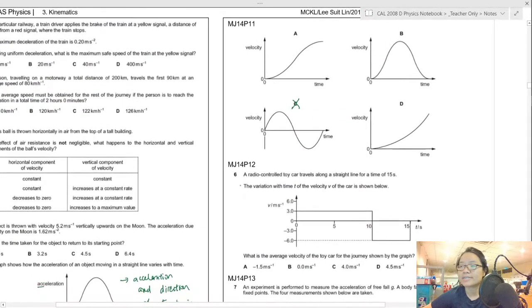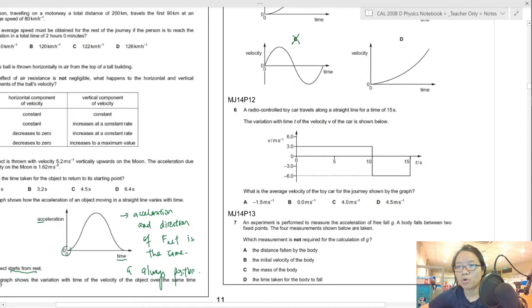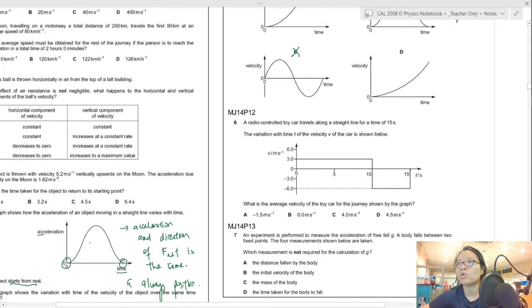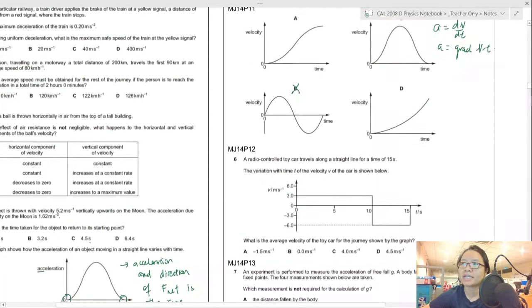Okay, so next. Let's think about the relationship now. A is equal to dV/dt. Meaning A will be equal to the gradient of the V-t graph. So are there any points where A is zero? Yes, at the starting point and at the ending point, your A is equal to zero. So this means the gradient at the start and at the end should be zero. So this is a possibility. The gradient here is zero. This is also a possibility.